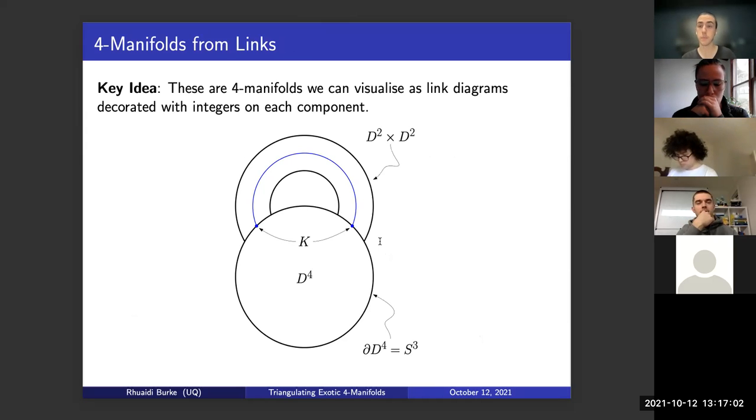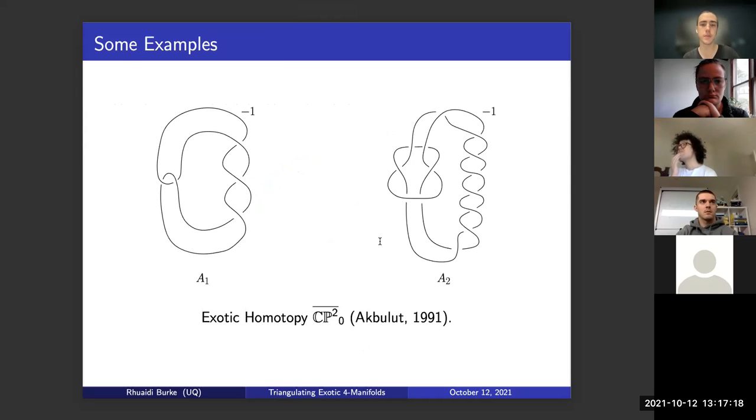Okay, so the point is that these are 4-manifolds we can visualize as link diagrams decorated with integers on each component, so as a framed link. And via this construction, there's a one-to-one correspondence between the two objects. So here are some examples now. I just want to give some examples of both 2-handlebodies, these link traces, but also of exotic pairs.